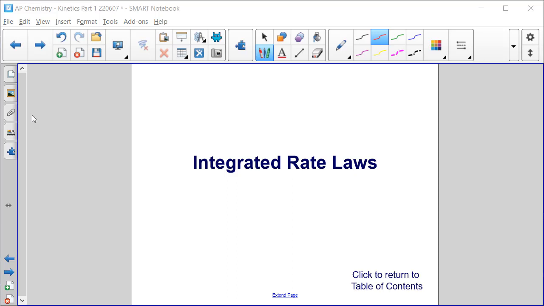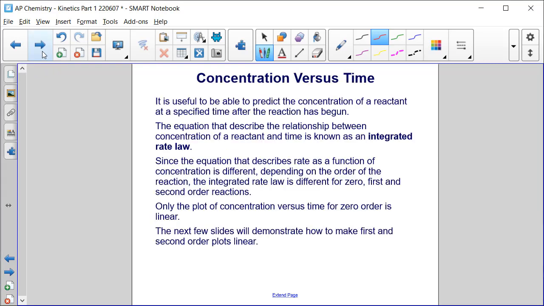All right, in this section, we're going to discuss something known as integrated rate laws. First, discussing concentration versus time. It is useful to be able to predict the concentration of a reactant at a specified time after the reaction has begun. The equation that describes the relationship between concentration of a reactant and time is known as an integrated rate law. Since the equation that describes rate as a function of concentration is different depending on the order of the reaction, the integrated rate law is different for 0, first, and second order reactions.